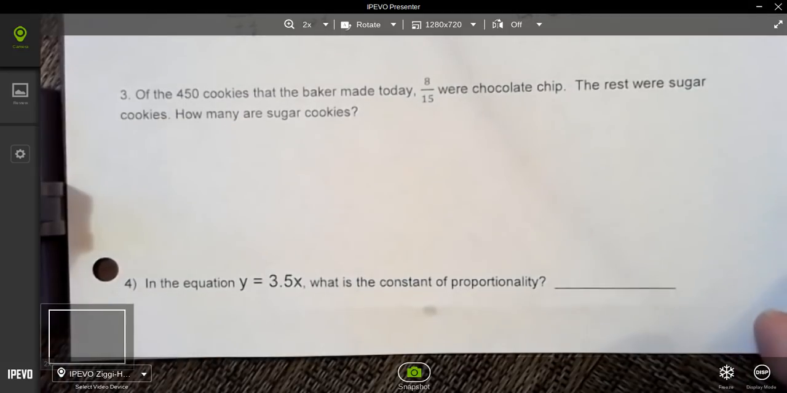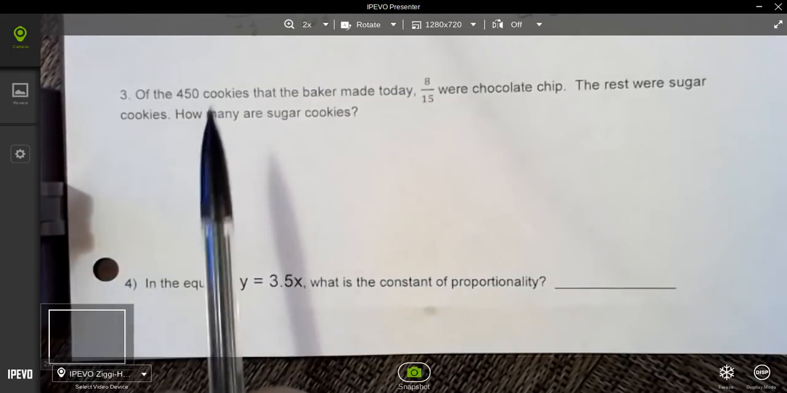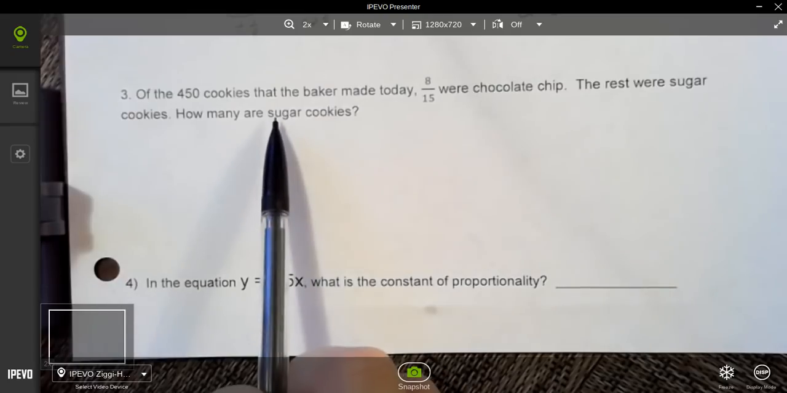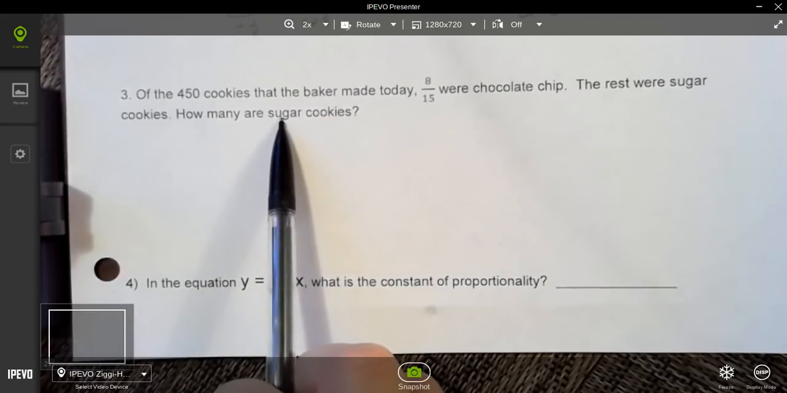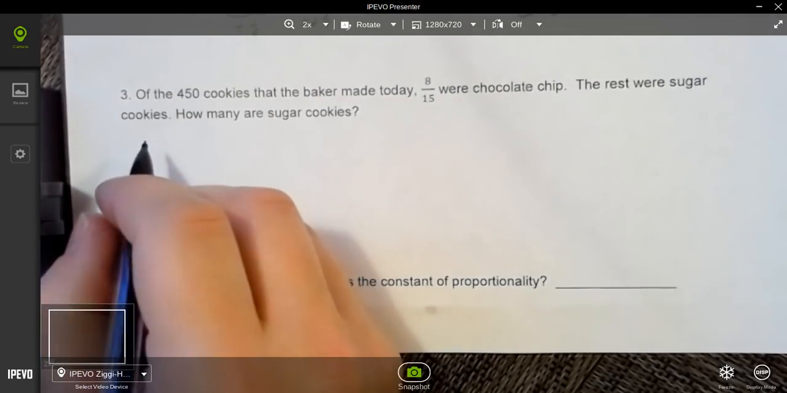In example 3, we're told that of the 450 cookies that the baker made today, 8/15 of them were chocolate chip and the rest were sugar cookies. So I need to figure out how many of the cookies were sugar cookies. And I'm going to set up a table in this example to help me evaluate this one. And I'm going to actually need 3 different rows here. I'm going to need something for my chocolate chip cookies. I'm going to need a row for my sugar cookies. But then I'm going to need a row for my total number of cookies. And so I'm going to go ahead and set that up.